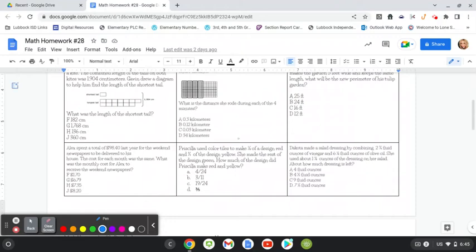Next, Priscilla used color tiles to make 1/8 of a design red and 2/3 of the design yellow. She made the rest of the design green. How much of the design did Priscilla make red and yellow? Okay, we need a ratio table here. Your first step should be to make a ratio table for 2/3. Okay, so I'm going to fill that out.